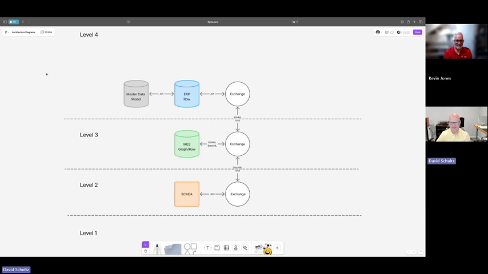So absolutely, there's a lot more to unpack within the exchange area there and how that information flows.